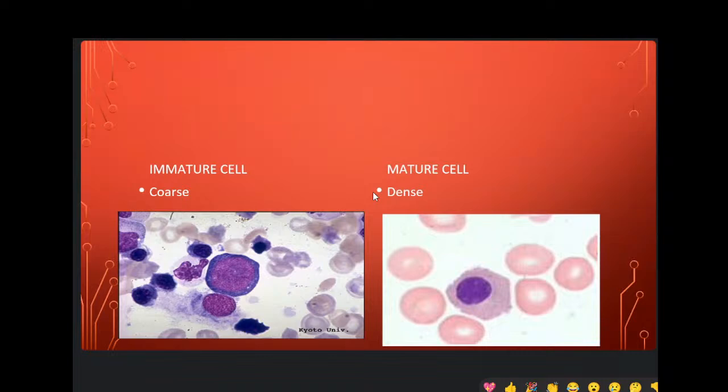O, bibigyan ko kayo ng choices. Sa nucleus ba o sa cytoplasm? Baka hindi din alam kung ano ang cytoplasm. Sir Marco, ha? Sir Marco. Andre.